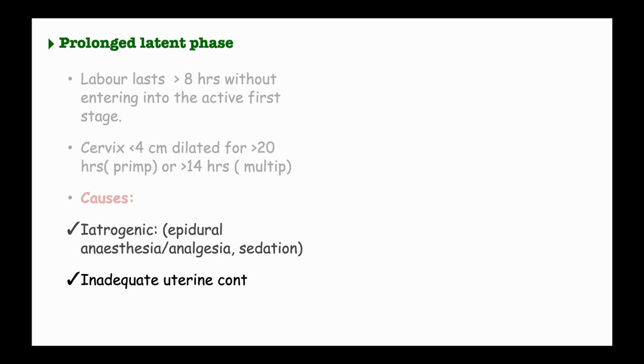Then also we have inadequate uterine contractions, which may be either hypertonic or hypotonic. With hypertonic uterine contractions, the contractions are strong, but they are short in duration. And in hypotonic uterine contractions, the contractions are weak and infrequent, and so they cannot lead to dilatation of the cervix, leading to a prolonged latent phase.